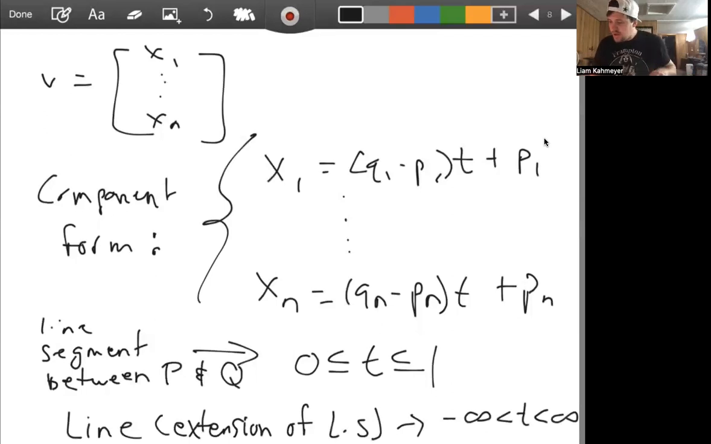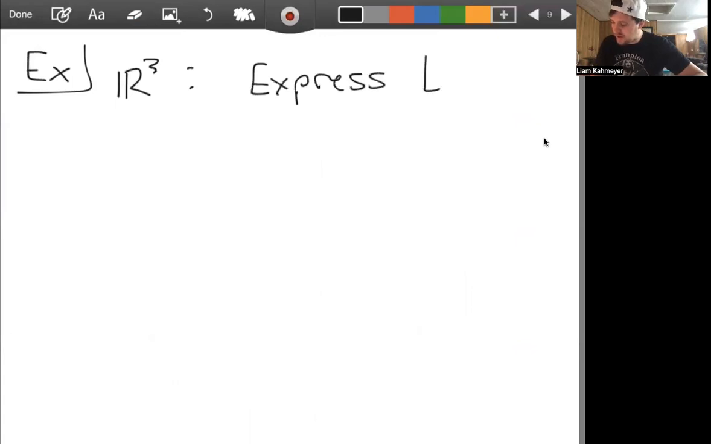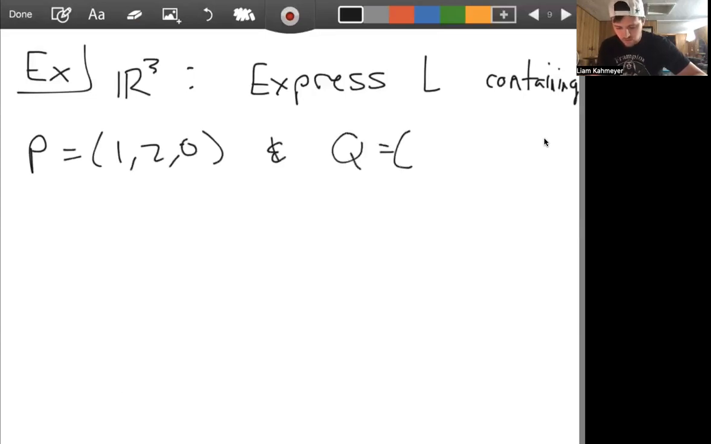Okay, so let's do an example here. I think examples are just as important as theory, right? I mean, to truly master something, you have to be good at the theory and the practice or the application, right? And so let's look at an example in R3. Let's express the line L containing P equals (1, 2, 0) and Q equals (2, -4, 6) in component form.